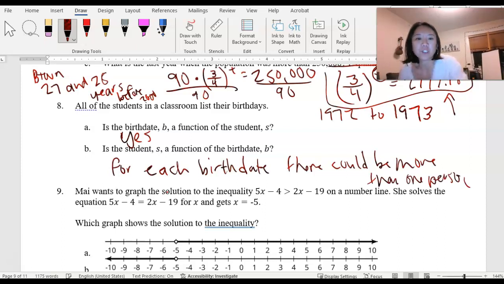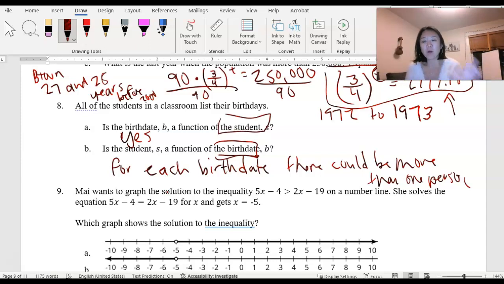And so remember, the function of this is the input. It's saying if we have the input of the birth date, the output would be the student, right? And so there could be more than one student with that same birth date. Here, it's a function of the student. So the input is the student, the output is a birthday. We only get one birthday per student.